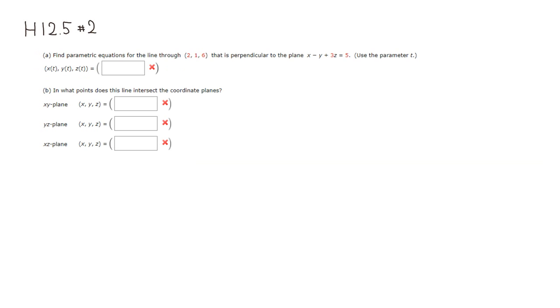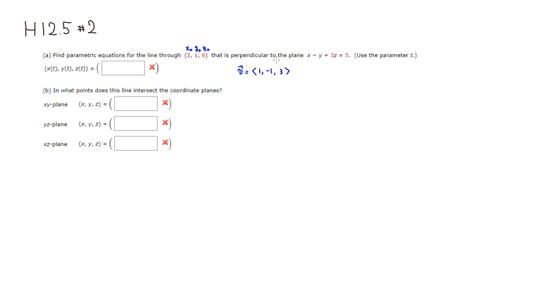We have a point, so this is x0, y0, and z0. To find the direction vector, since the line is perpendicular to the plane, the direction vector is going to be parallel to the normal vector. The normal vector actually shows up here as the coefficients: the coefficient of x is 1, the coefficient of y is -1, and the coefficient of z is 3.